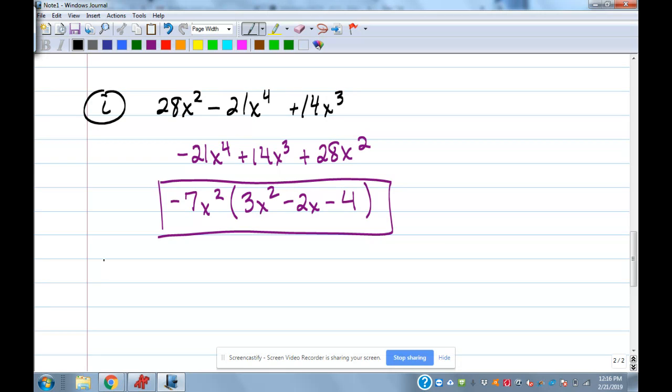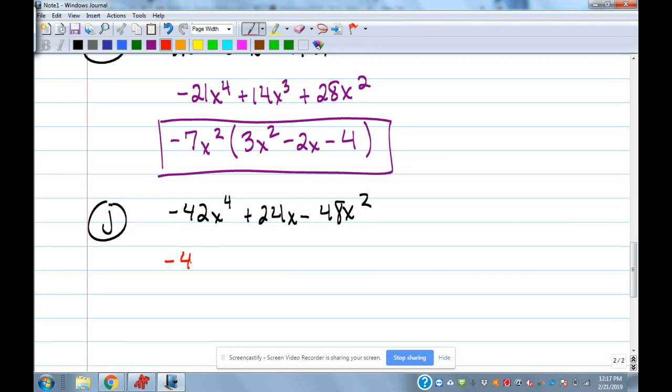Let's do another one that's similar to that. Let's say we had negative 42x to the fourth plus 24x minus 48x squared. Yeah, I need to swap the order of the second two, right? That's what Tyler's saying. He said just swap the order of just the second two. The 42x to the fourth is in the right spot. The other two are messed up. So let's put those in the right spot. And then plus 24x. Okay?